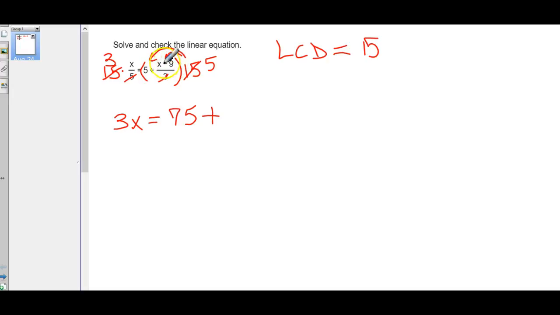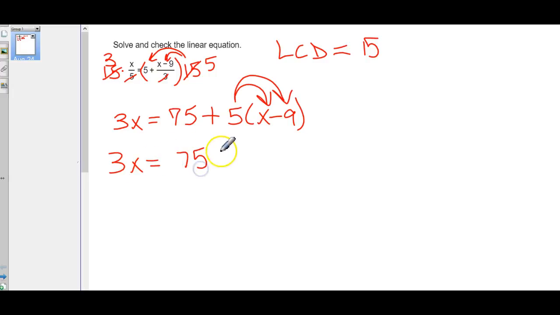And now this x minus 9 in the numerator, that's going to get its own parentheses. I'm going to have a 5 and an x minus 9. Alright, and now I'm going to just distribute. Now I don't have any more fractions, so I can solve this equation. So 5 times x, 5 times negative 9. So I got a 3x equals 75 plus 5 times x is 5x. 5 times negative 9 is negative 45.